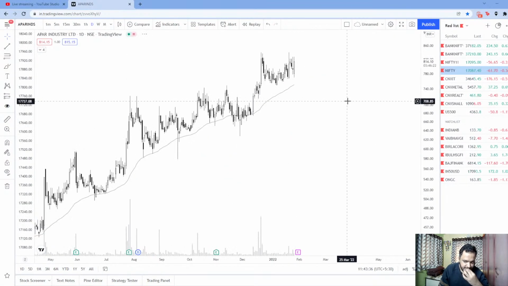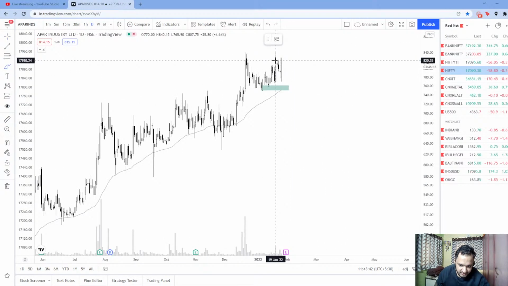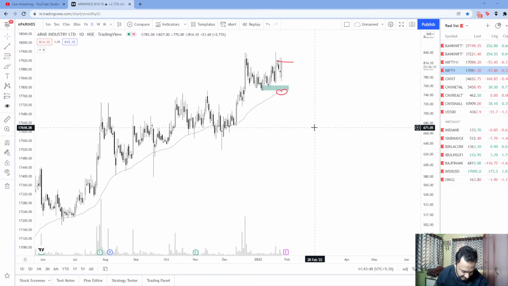Apar Industries again. Apar Industries is all right, but I wouldn't take a long at this level. Cannot. Very far from the 50 EMA, extended.